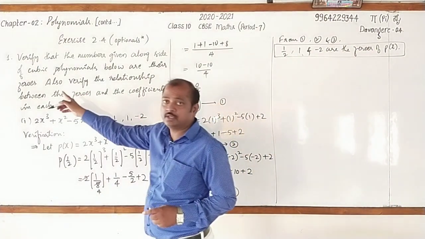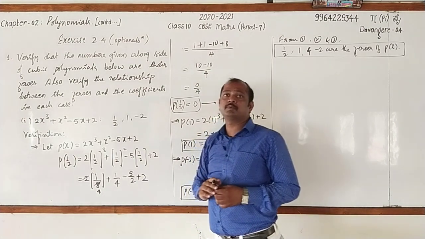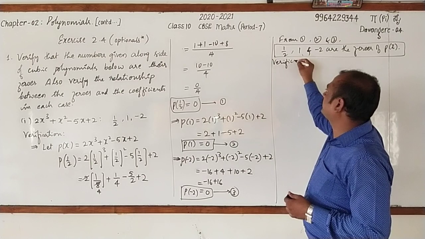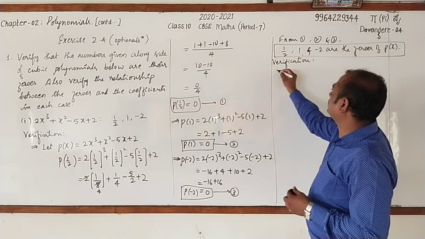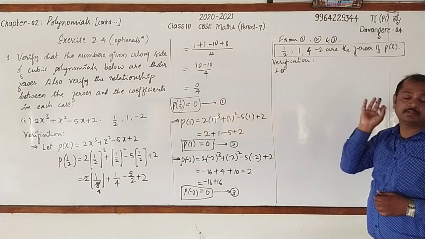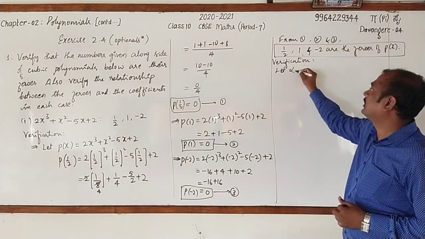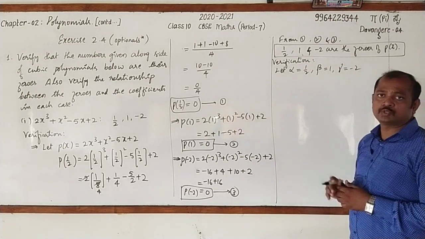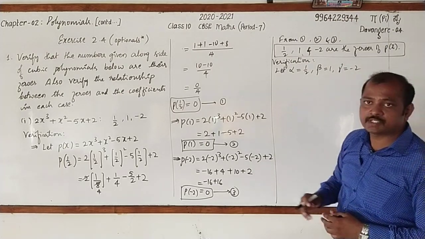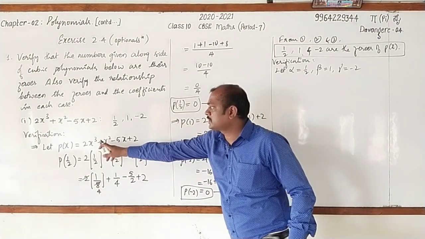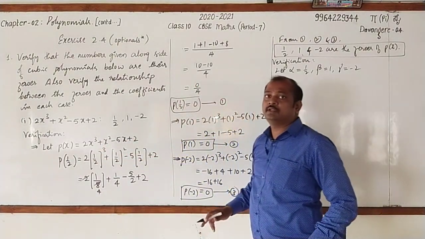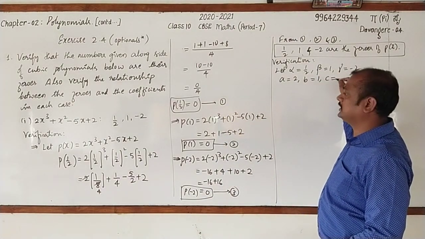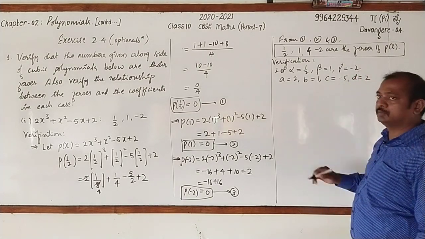What is the second sub question? Also verify the relationship between zeros and coefficients. So again we will move on to verification. In this case, how many zeros are there? 3 zeros. I'll take these zeros as alpha is 1 by 2, beta is 1 and gamma is minus 2. Even we need coefficients. Observe, it is of the form ax cube plus bx square plus cx plus d. Hence, a is 2, b is 1, c is minus 5, d is 2.